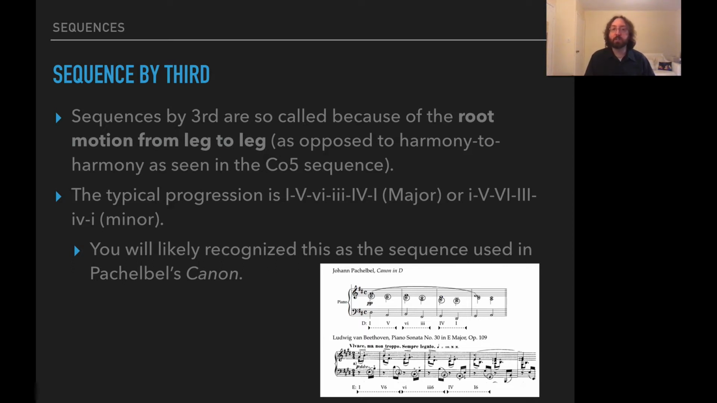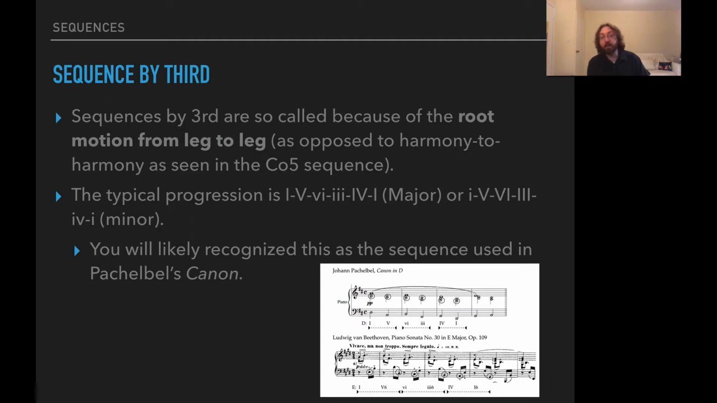And the typical progression is 1, 5, 6, 3, and then 4, 1. If that sounds familiar, that's because you've probably heard it in Pachelbel's Canon. And then he gives us a cadence. Now you'll notice that there's a mix of motions here. We've got root motion down a fourth, and then up a step. So that's why it's not referred to by its root motion, because there's a mix of them.